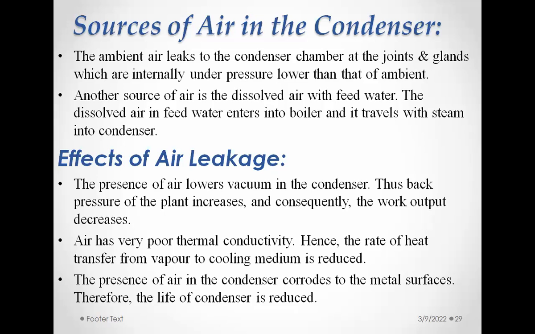Another source of air is the dissolved air in the feed water. So bubbles are there. This dissolved air in the feed water enters the boiler and travels with steam into the condenser. So these are the sources of air leakage. What is the effect of air leakage? The presence of air lowers the vacuum in the condenser. Thus, back pressure of the plant increases and consequently the work output decreases. It increases the pressure in condenser and that is why work output is decreased.